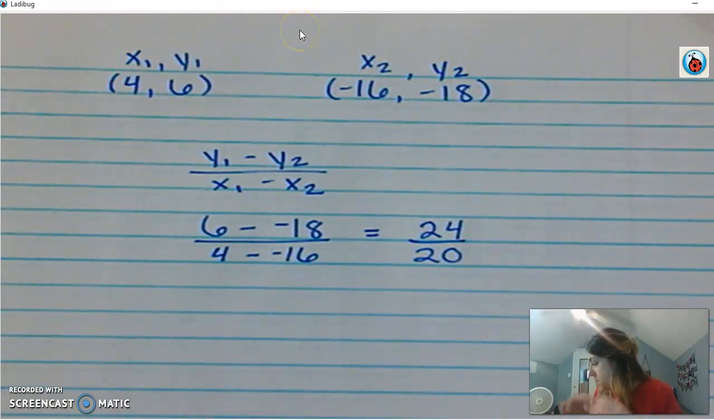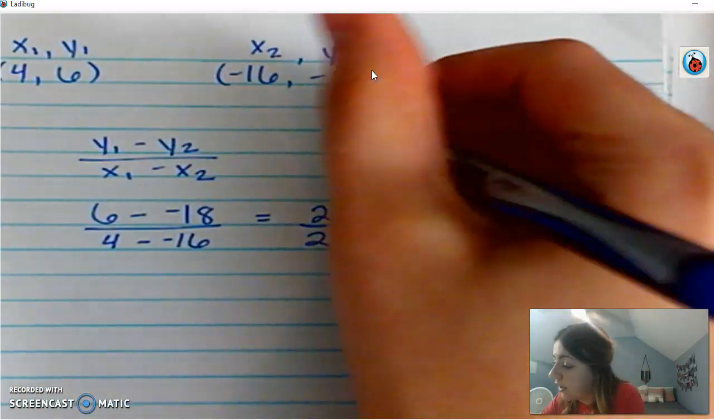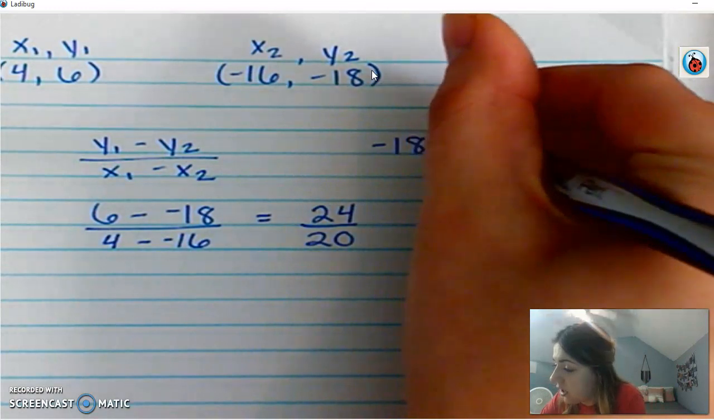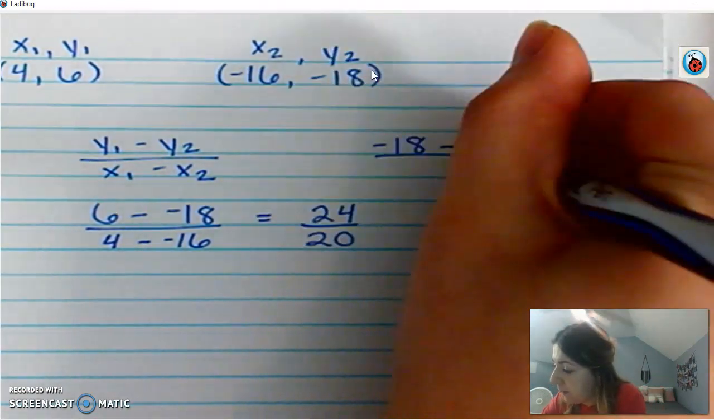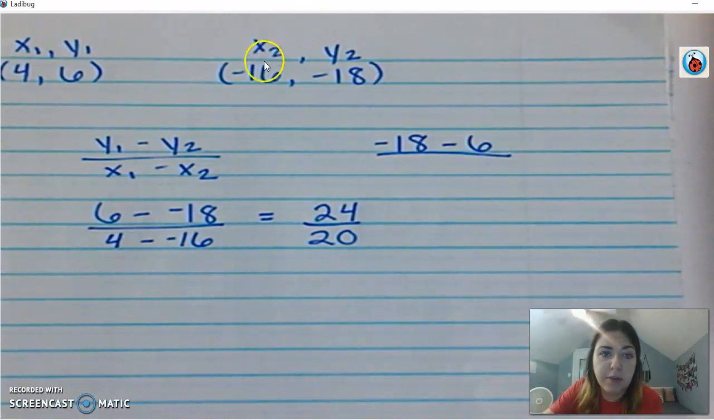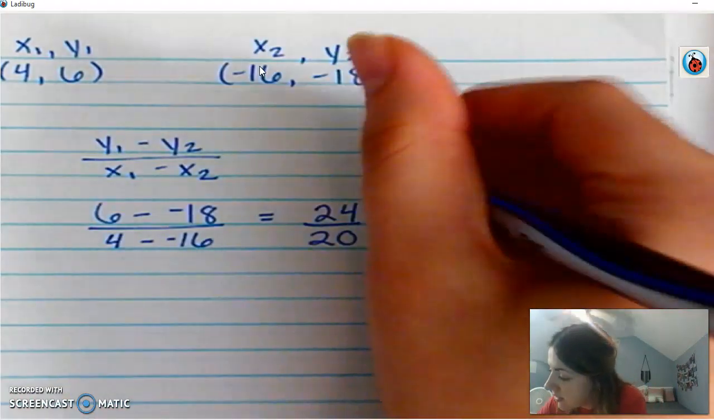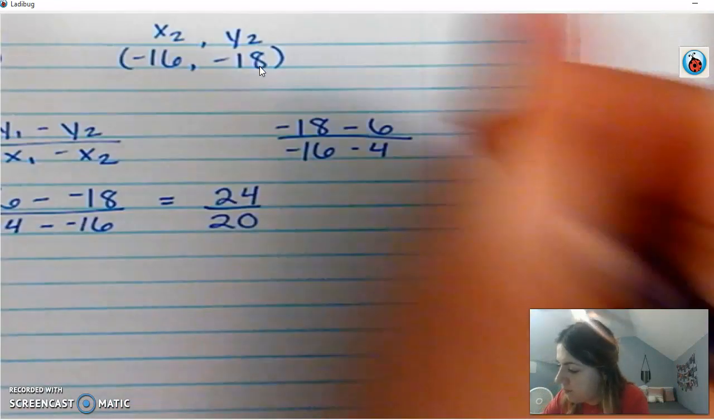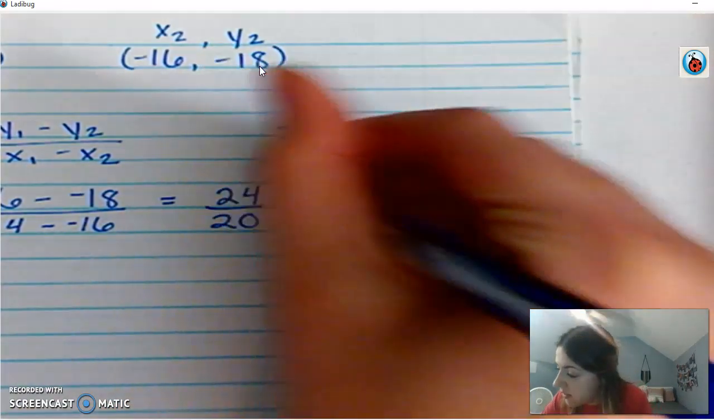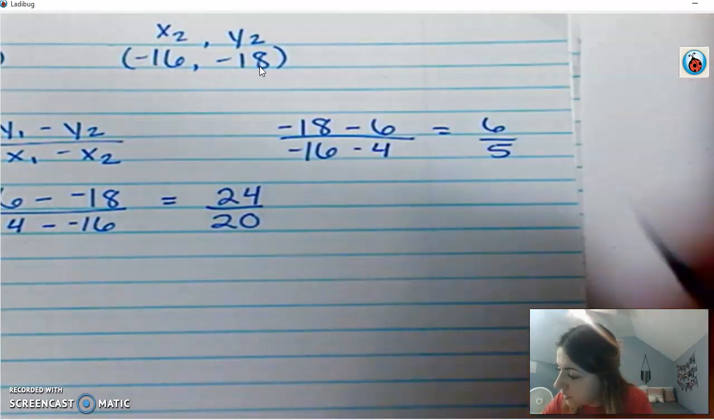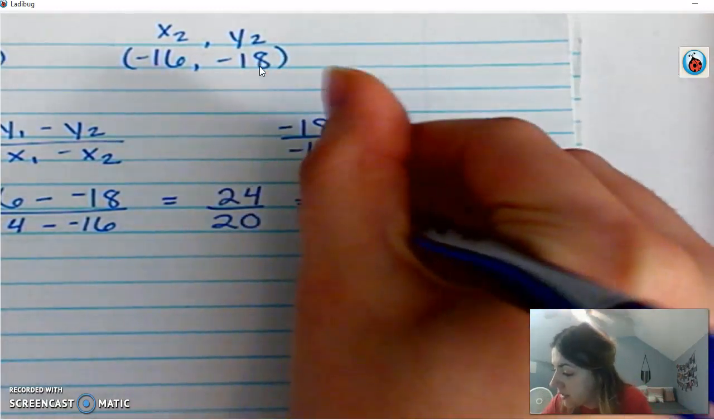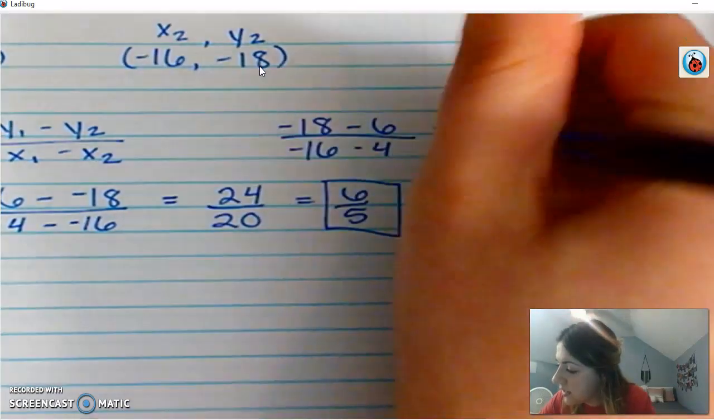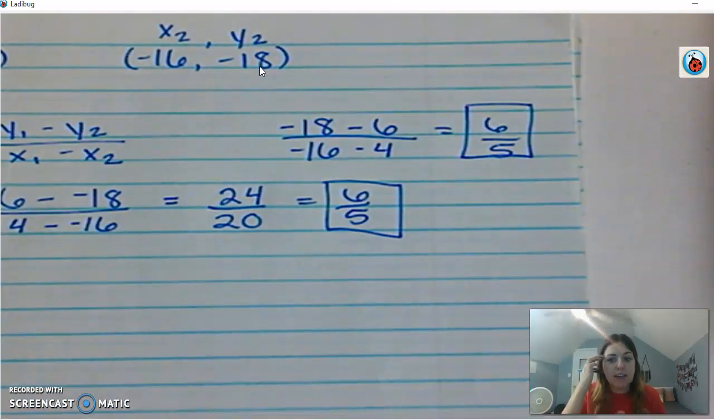What they did, which was perfectly legal, is they started with -18 on the top, and then they started with -16 on the bottom. Okay? Either way, this would reduce to +6 over 5, and this reduces to +6 over 5. You will get the same answers as long as you are consistent on both the top and the bottom. Okay? So, finding the slope through the points, pretty easy.